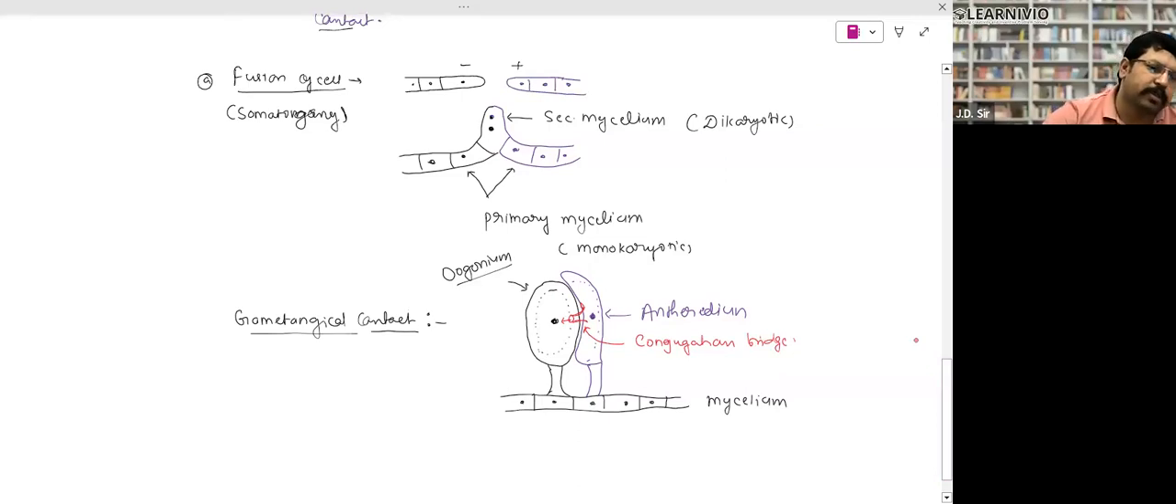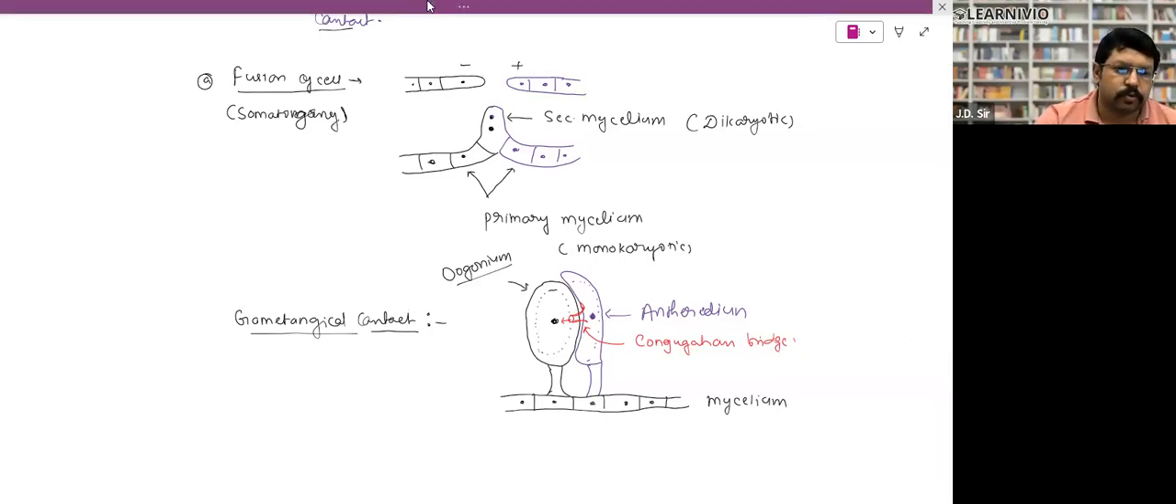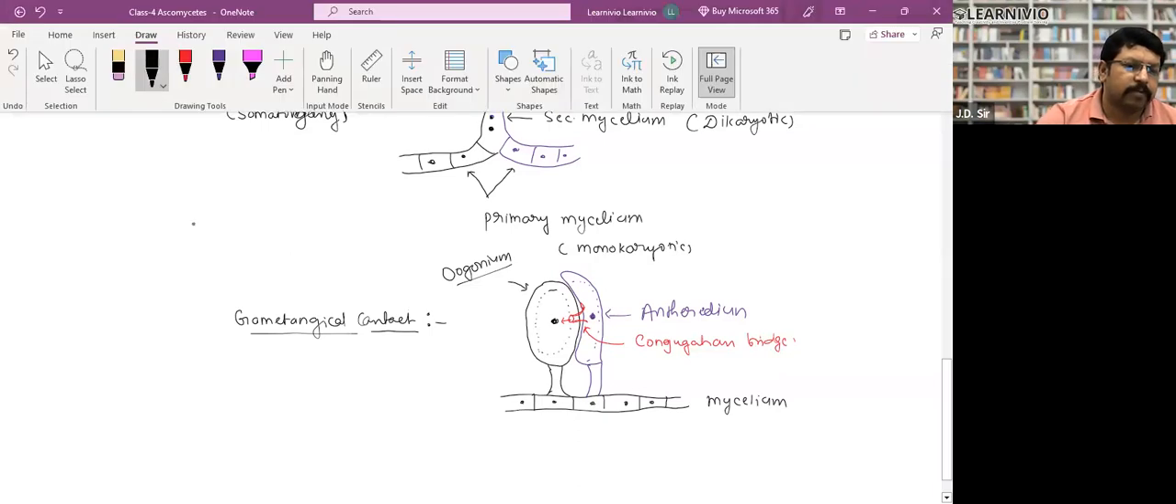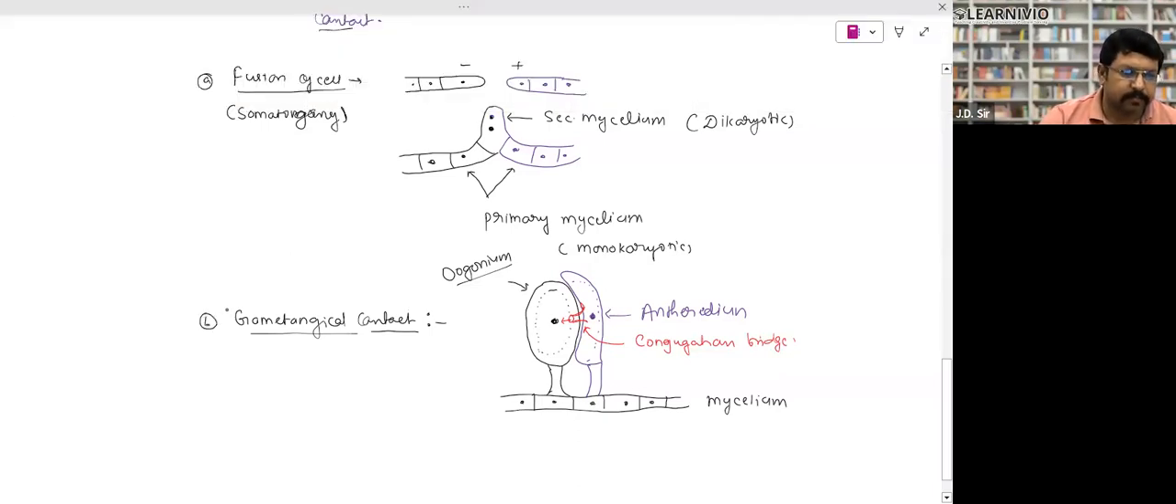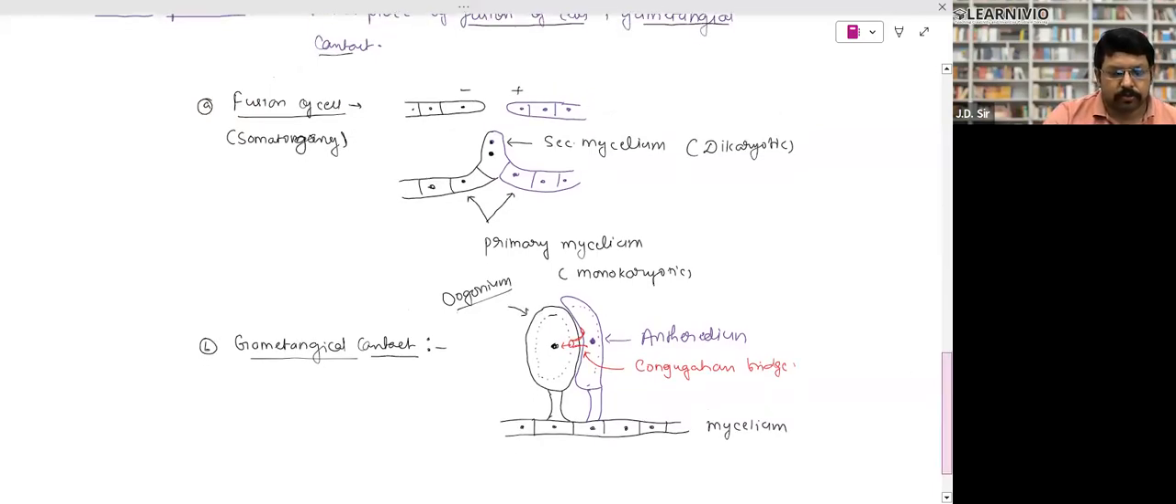So there are two methods of sexual reproduction. First one is the somatic contact, or somatic fusion, or cell fusion. Second one is called gametangial contact, right? So this was the summary. Tell me, guys, is it clear or not? Yes, sir. Clear to both of you? Fine.